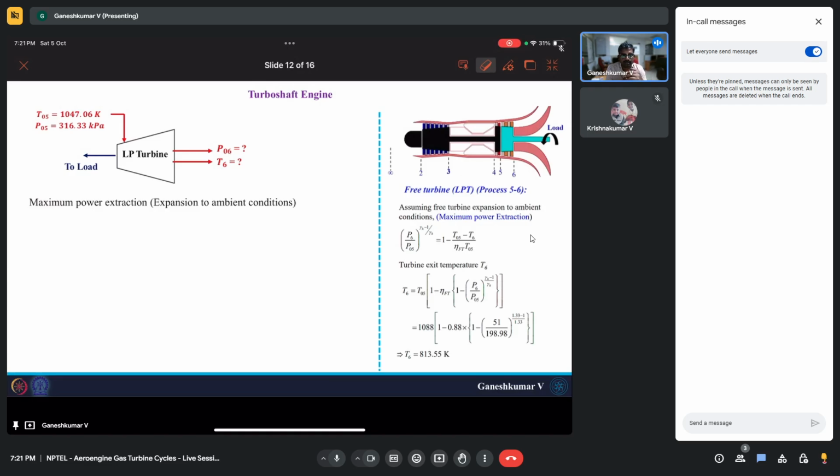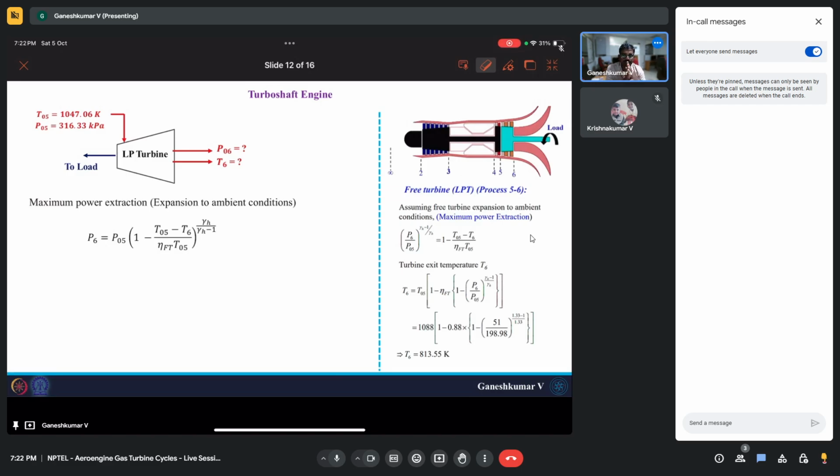Across this turbine, this is the maximum pressure ratio you can get. So for this maximum turbine expansion, whatever power you get is the maximum power you can extract out of the free turbine. That's the reason we equate P6 to P ambient, and then we try to find the temperature at the exit of the free turbine. This relation we already know, it's the isentropic efficiency formula, and we are putting P6 to be P ambient.